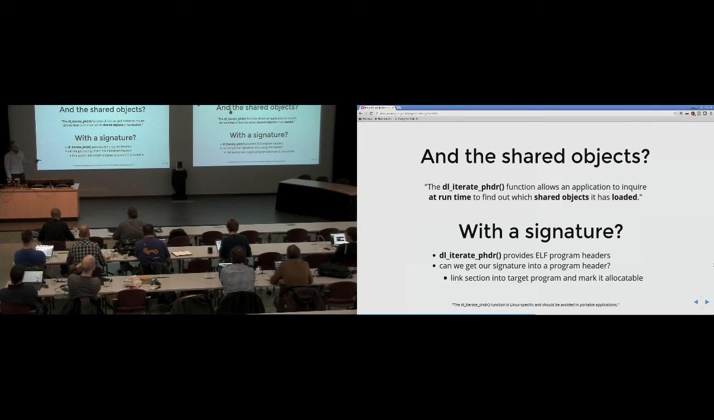What we can do is iterate everything that's been loaded into memory, so the shared objects, and read the signature out of memory. Which means when we do this, we don't need to go to disk to read the signature, which makes this pretty quick.